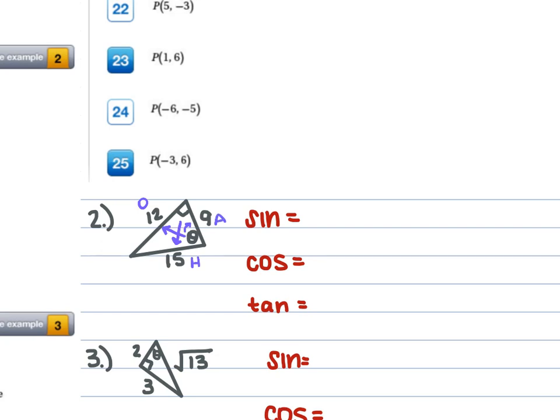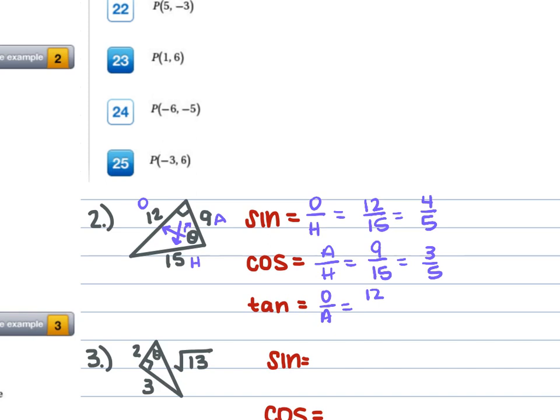So sine is opposite over hypotenuse. That's going to give us 12 over 15, which is 4 over 5. For cosine, we have adjacent over hypotenuse, so that's going to be 9 over 15, which simplifies to be 3 over 5. And then tangent is opposite over adjacent, so 12 over 9, so that is 4 over 3.